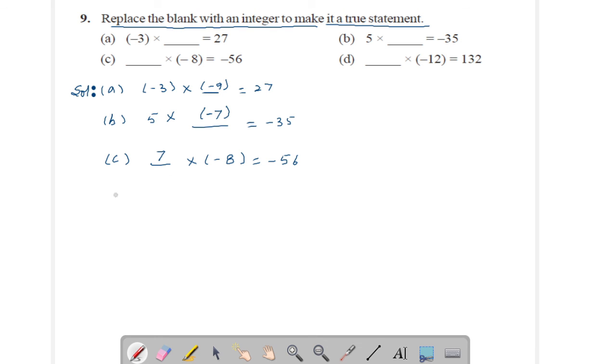And D part, it is dash into minus 12 equal to 132. What will come here? It will be minus 11. Minus 11 into minus 12, minus times minus is plus, 11 into 12, it is 132. This is your answer.